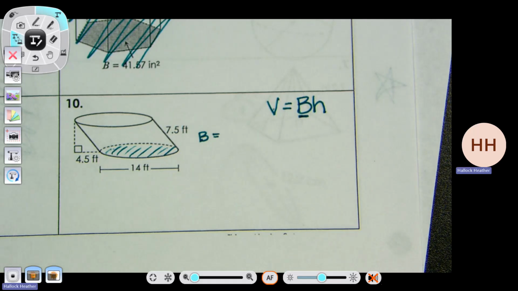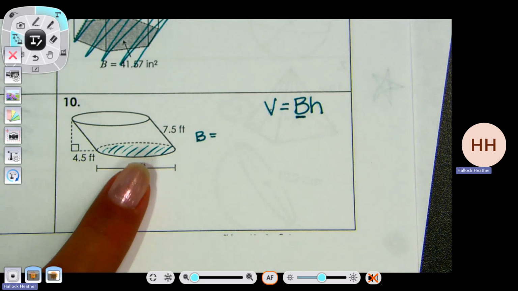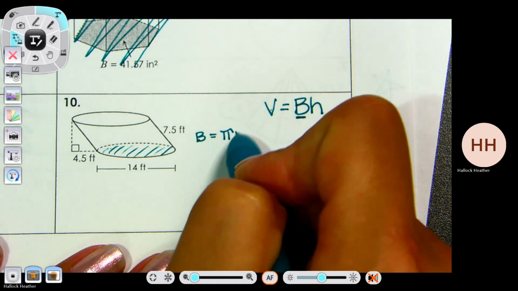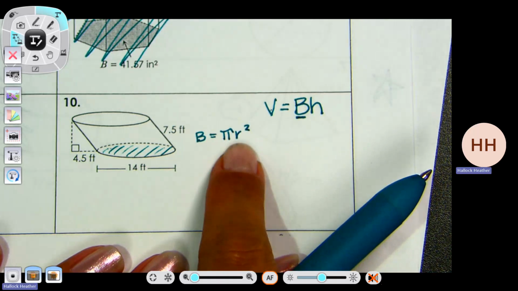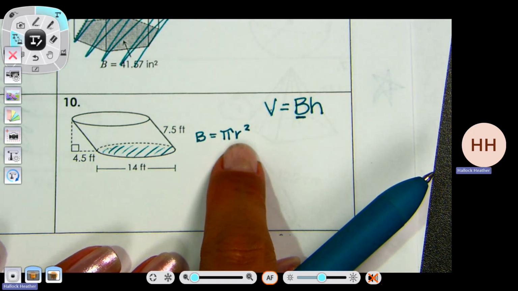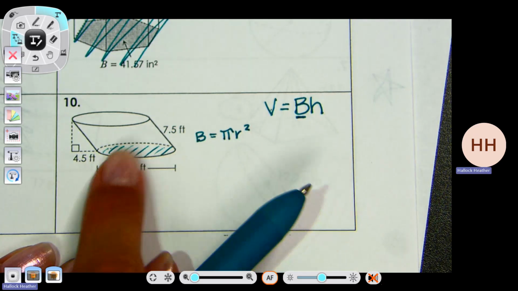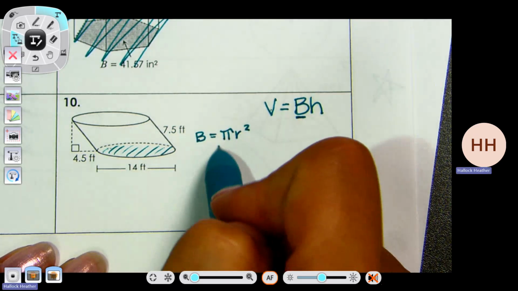No. We need to do what? Are we using length times width? No, we're using circle. It's a circle. So what formula do I have to use for a circle for the area? Pi r squared. Okay, I need to find the radius of the base. So I have 14. So how much is my radius? 7.